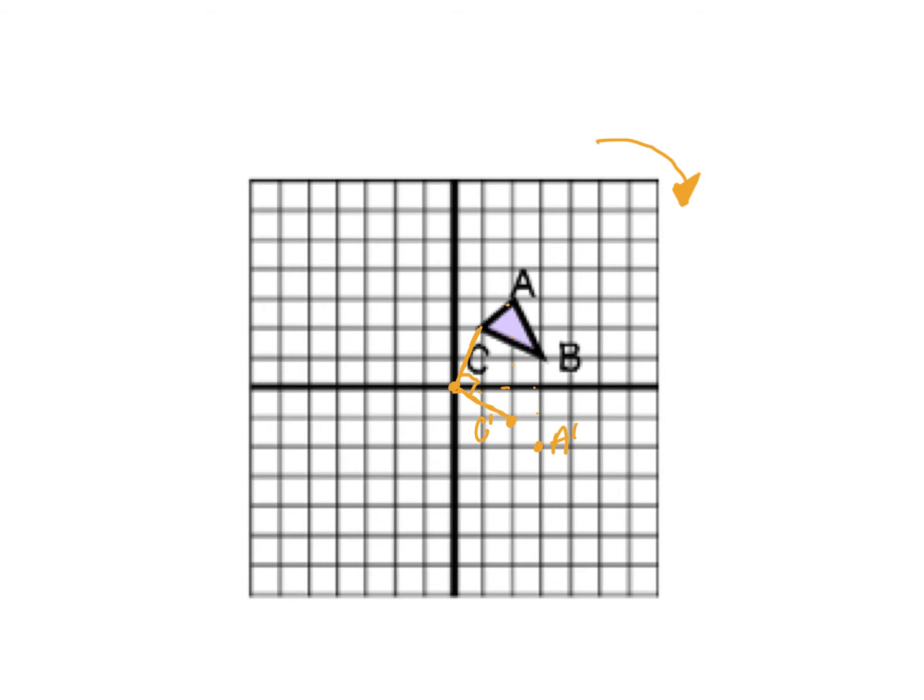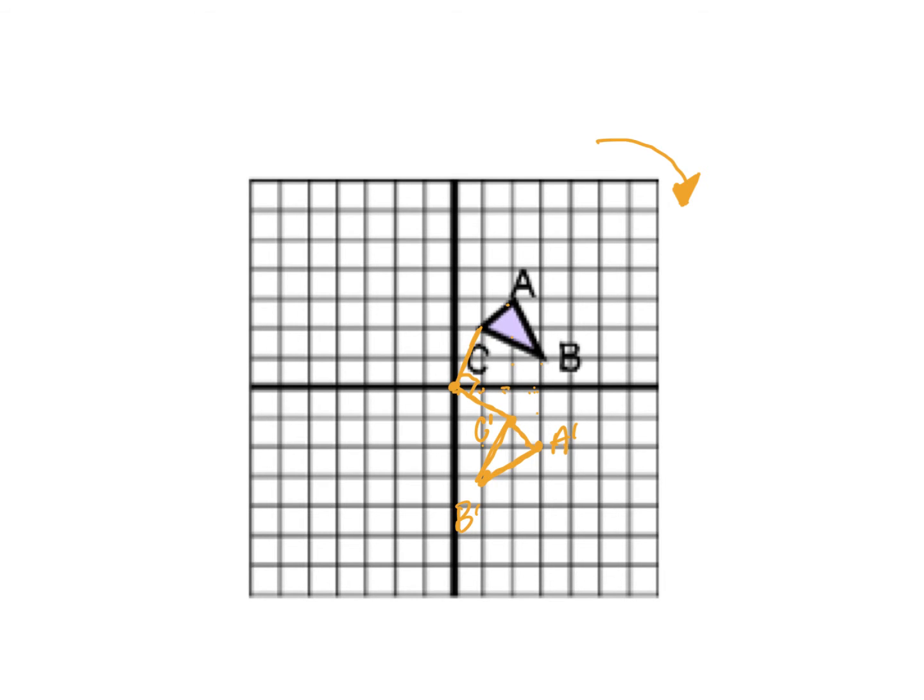And how do I get to B? I go over 3 and up 1. So I'm going to go over 1 and down 1, 2, 3. And that becomes B prime.